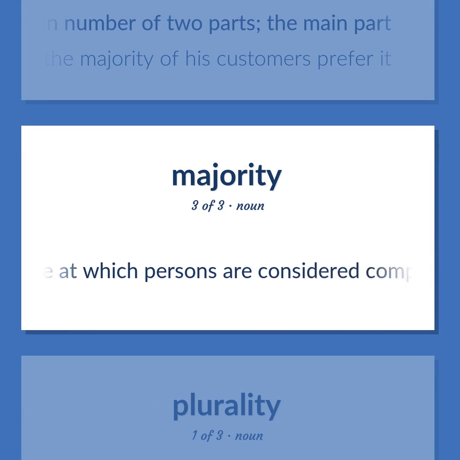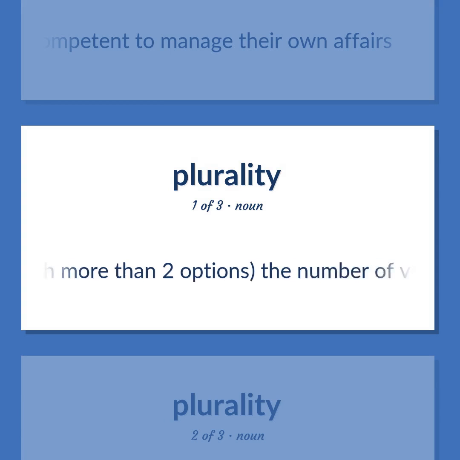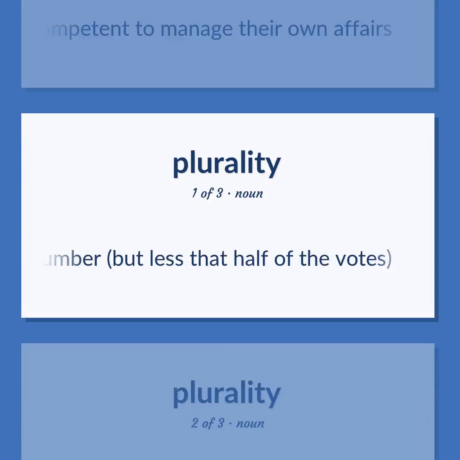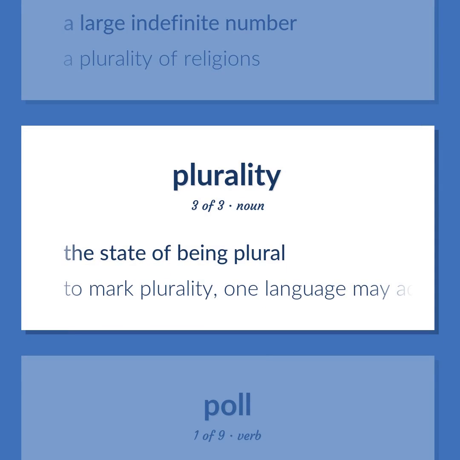The age at which persons are considered competent to manage their own affairs. In an election with more than two options, the number of votes for the candidate or party receiving the greatest number, but less than half of the votes. A large indefinite number. A plurality of religions. The state of being plural. To mark plurality, one language may add an extra syllable to the word whereas another may simply change the vowel in the existing final syllable.